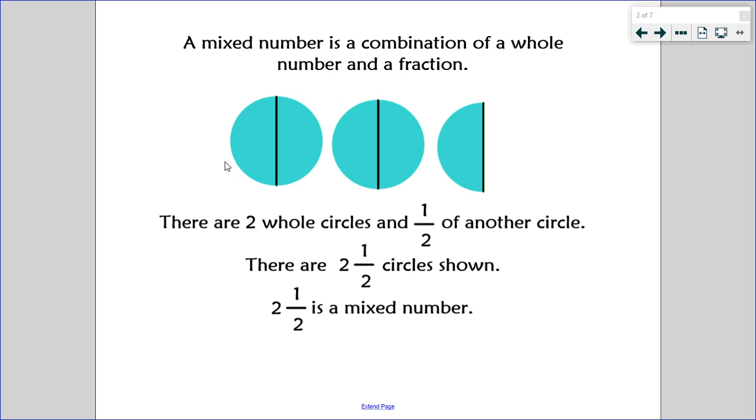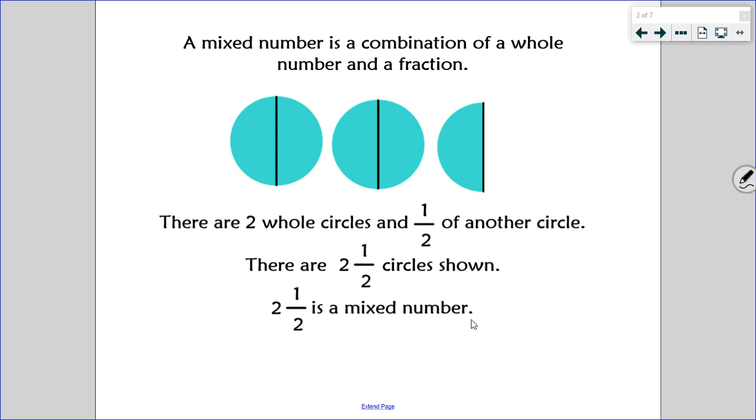So let's look at these circles here. There are two whole circles, that's this one and this one, and half of another circle, and here's the half that we see. There are 2.5 circles shown. 2.5 is a mixed number.